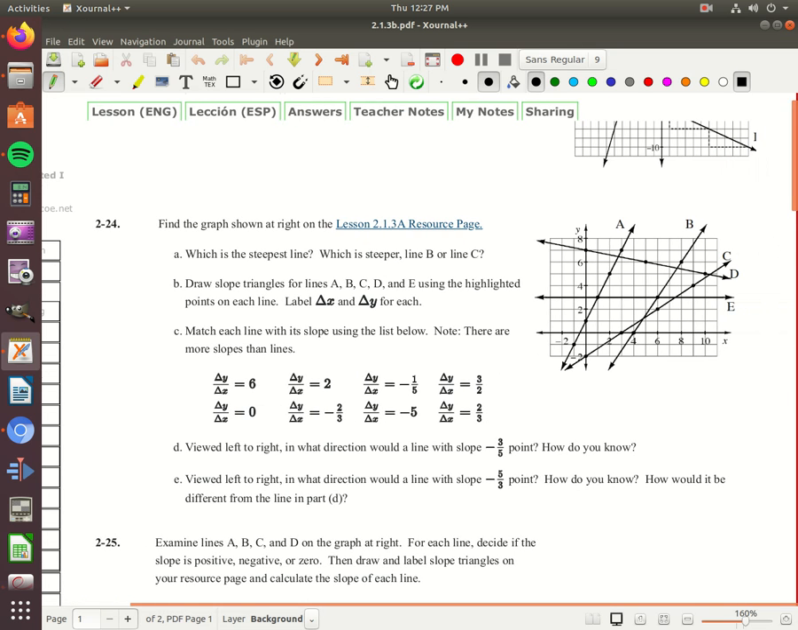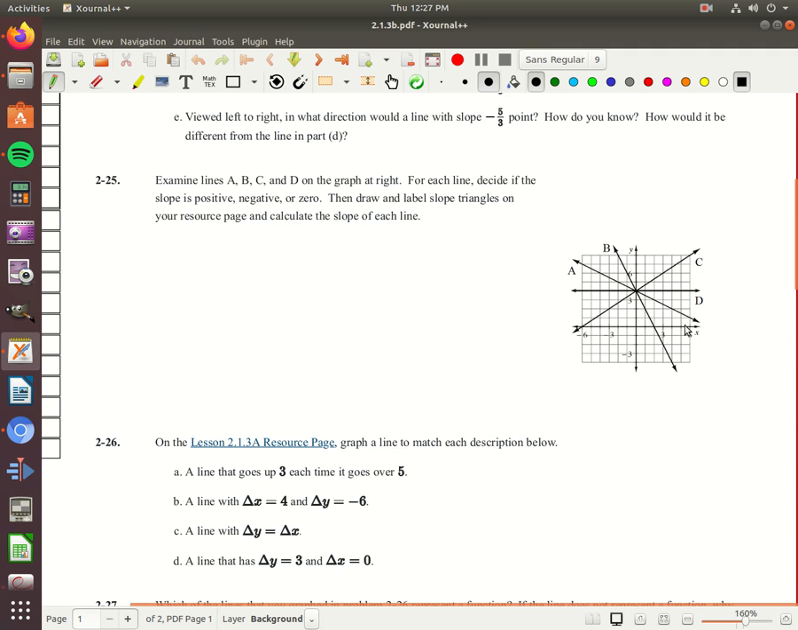All right, we already answered question 224. So if we look at 225, sorry, I got a little distracted here. Okay, so examine A, B, C, and D on the right. For each line, decide if the slope is positive, negative, or 0.